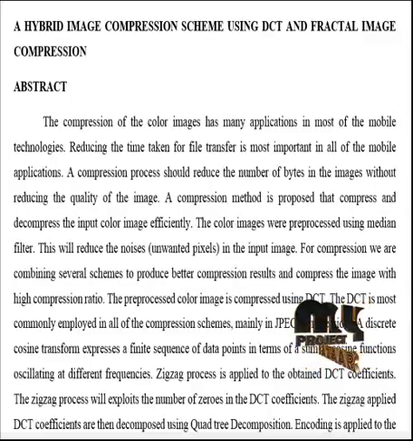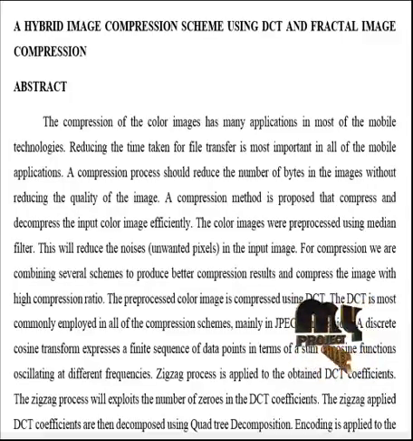A discrete cosine transformation expresses a finite sequence of data points in terms of a sum of cosine functions oscillating at different frequencies. Zigzag process is applied to the obtained DCT coefficients. The zigzag process exploits the number of zeros in the DCT coefficients. The zigzag applied DCT coefficients are then decomposed using quadri decomposition.